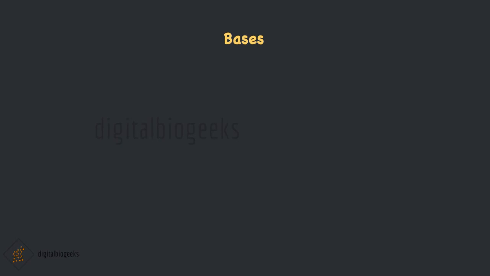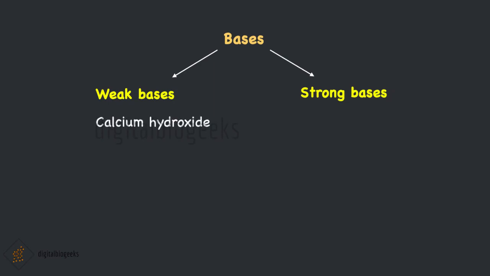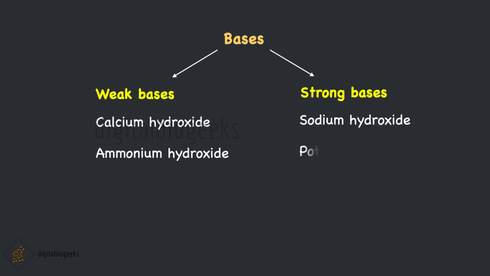Similarly, bases are divided into two: weak bases and strong bases. Examples of weak bases are calcium hydroxide and ammonium hydroxide. Examples of strong bases are sodium hydroxide and potassium hydroxide.